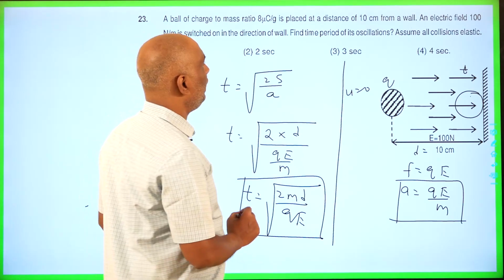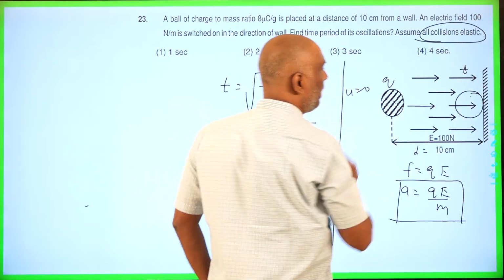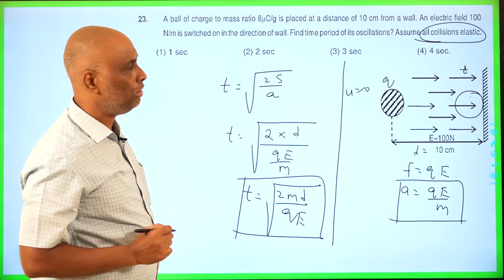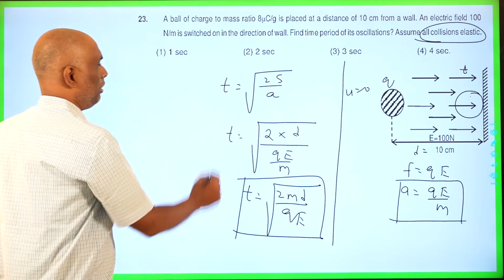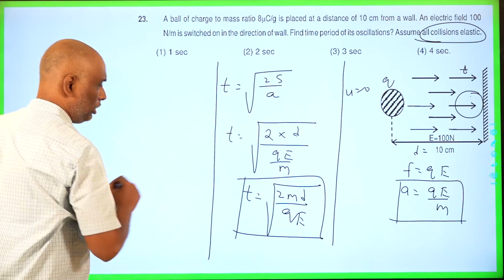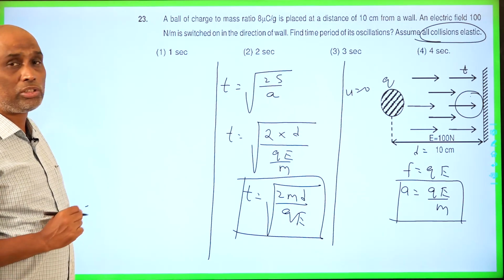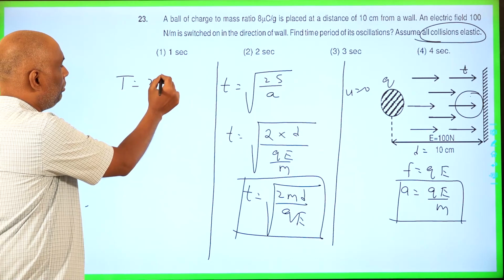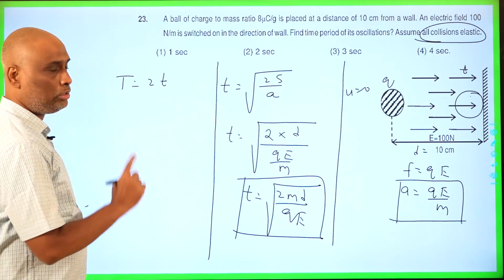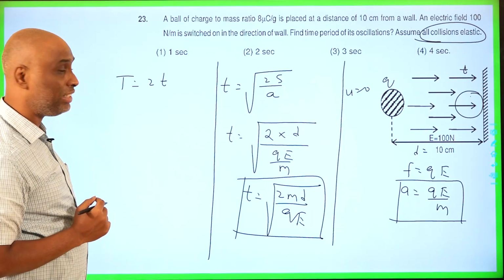As the collision is elastic, what happens? It will reflect back with the same speed of collision and again it will come back to the initial state. They have asked to calculate the time period of oscillation. Time period is nothing but the minimum time taken to come back to its initial position. So the time period of oscillation will become equal to 2 times the time taken for the towards journey and the time taken to come back, the return journey.